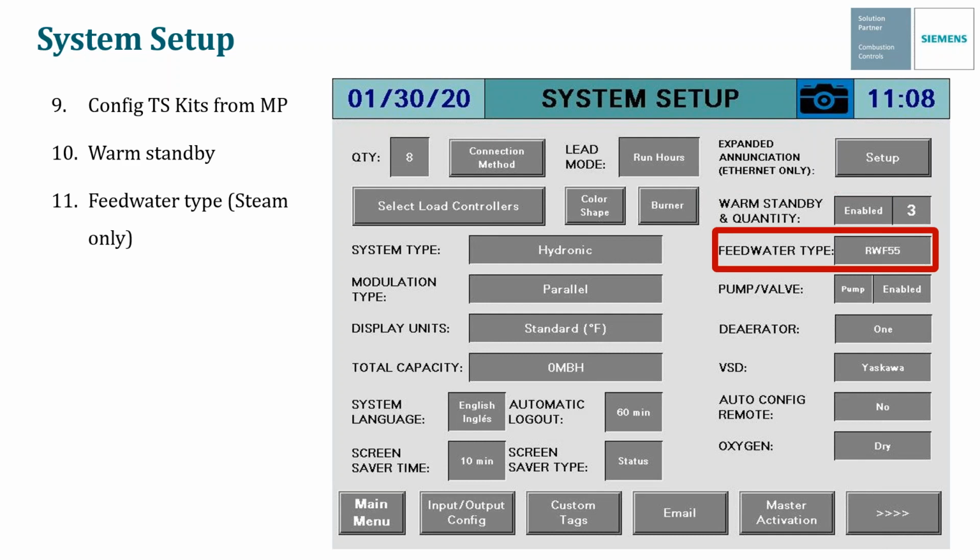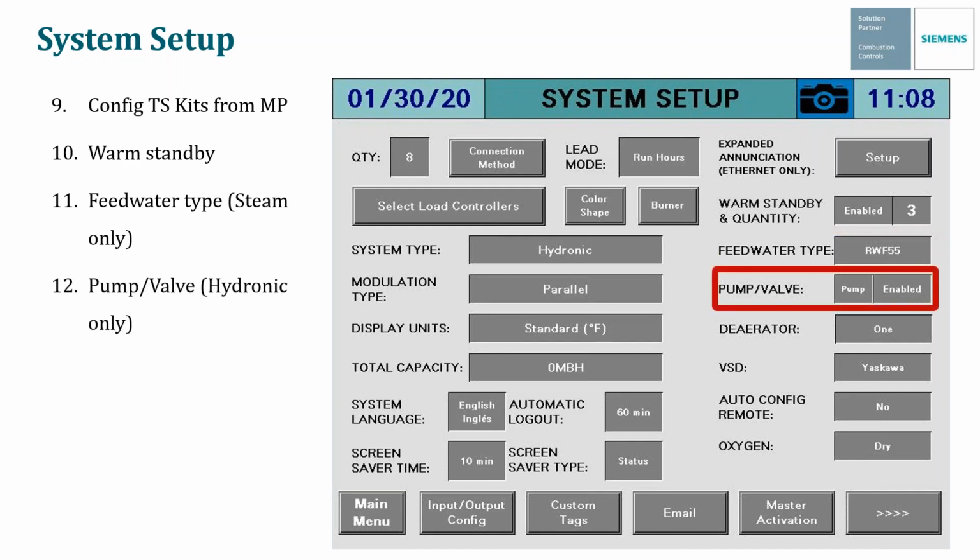This is a steam only parameter, which is feed water type. So if you have boilers that have an RWF55 connected to it that's handling the feed water with our level control components, then you would select RWF55 here, and that way we would gather the information from that RWF55 and bring it into the master panel so that it could then be exported to the BMS system or used in one of the other processes that we have in the master panel.